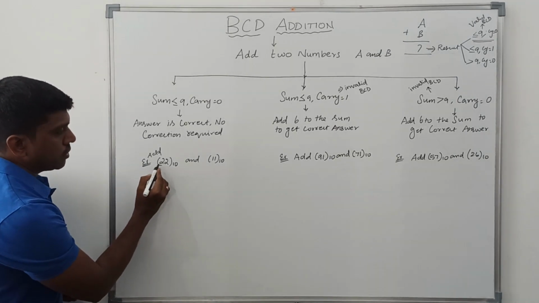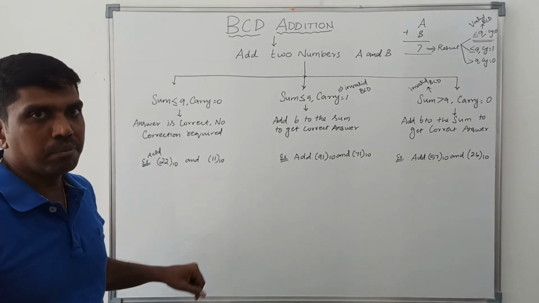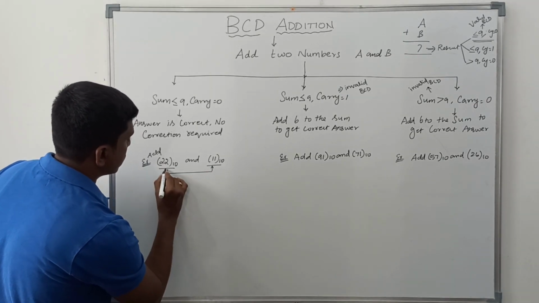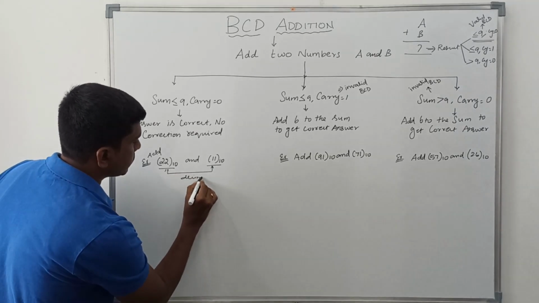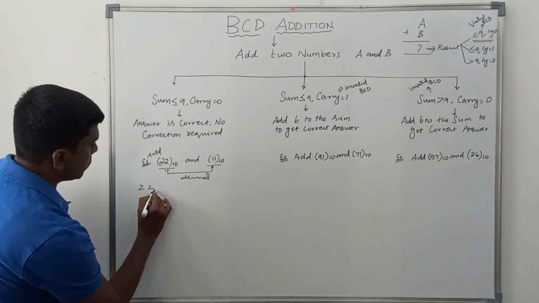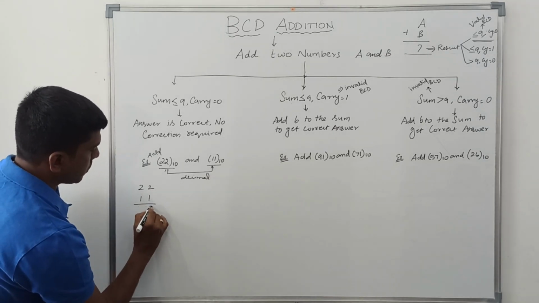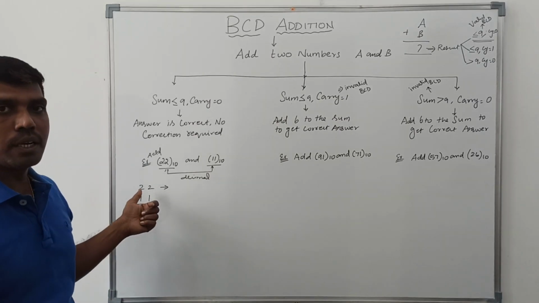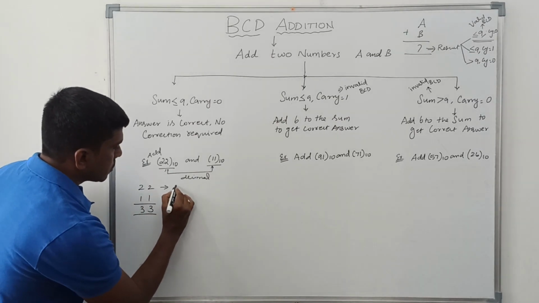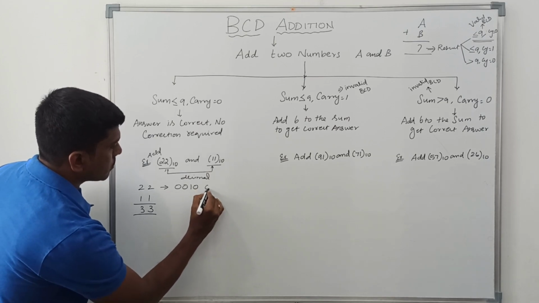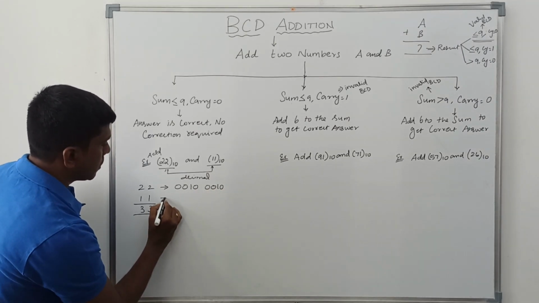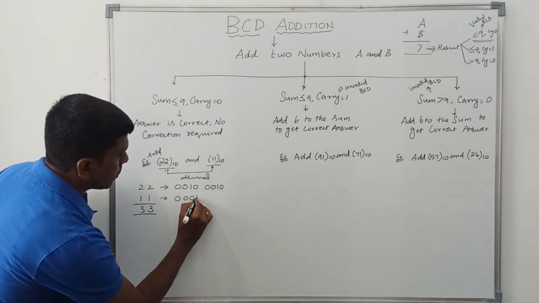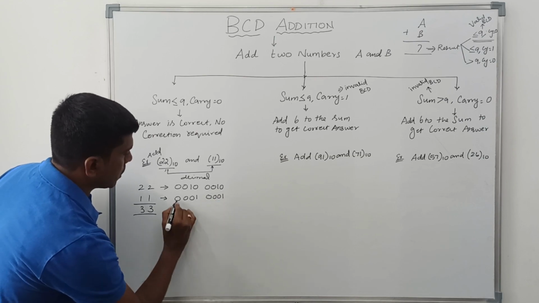First problem, add 22 base 10 and 11 base 10. The given numbers are decimal numbers. So 22 plus 11: 2 plus 1 is 3. First I convert this decimal number into BCD number. So 22 is 0010 0010. Then the equivalent BCD number of 11 is 0001 0001.